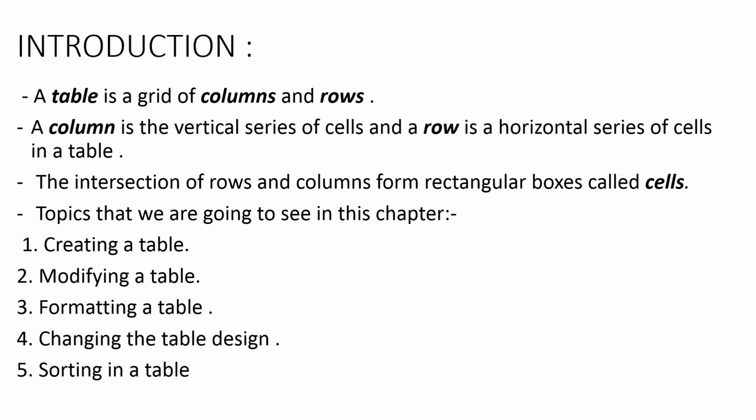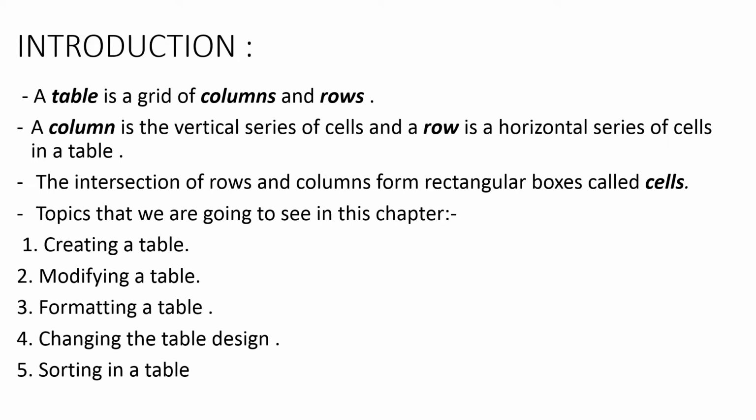Before moving towards how to create a table in MS Word, you need to know a few terms. First term is table. A table is a grid of columns and rows. Now, what is meant by column? A column is the vertical series of cells and a row is the horizontal series of cells in a table. The intersection of rows and columns forms rectangular boxes called cells. Table, column, rows and cells. These four terms are very important in this chapter.